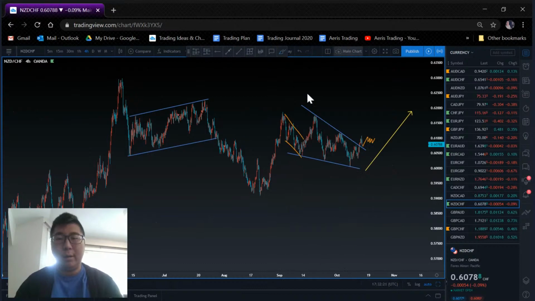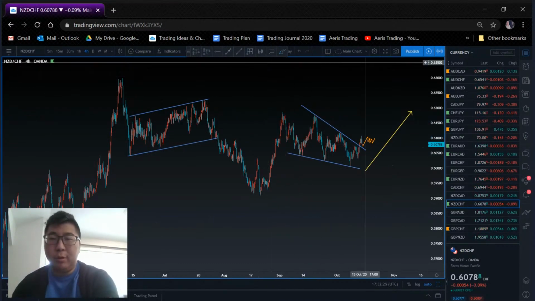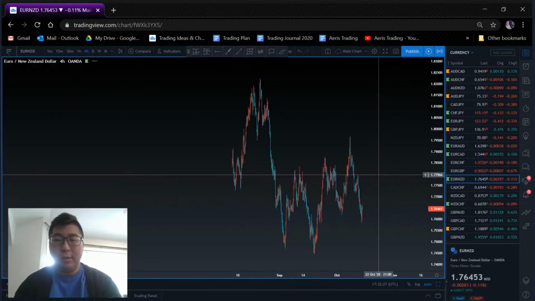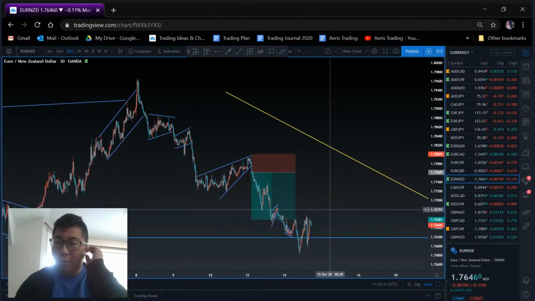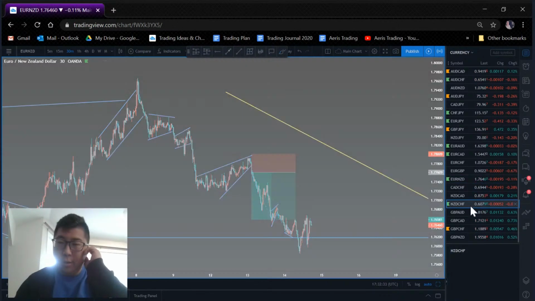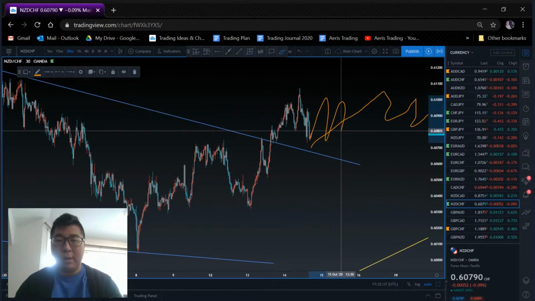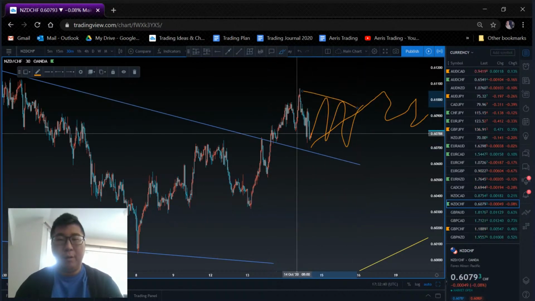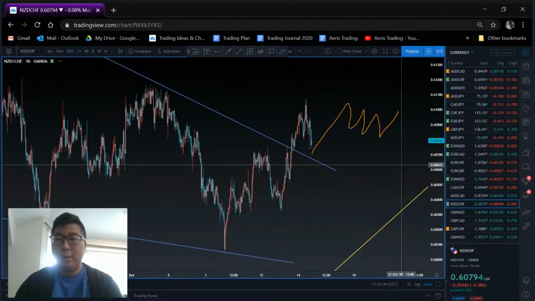Okay, I do like it a little bit more, but judging by what Euro Kiwi is doing, it's a little bit consolidated in this area, so not too clean, not too clear on what it's going to do. Then Kiwi Swiss might do the same thing. This can be just a longer period of consolidation. I would probably wait for a little bit more development on the price before considering anything.